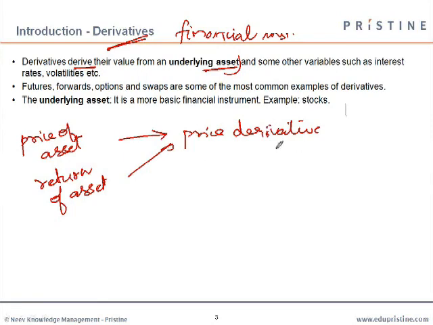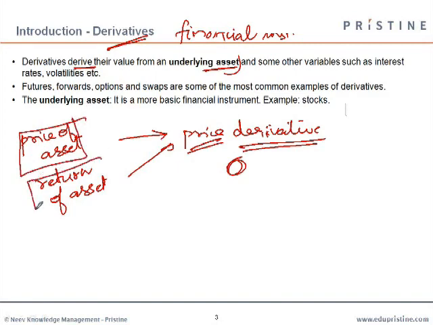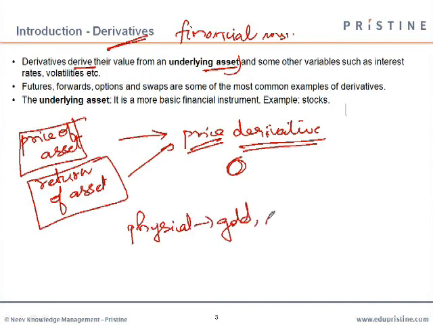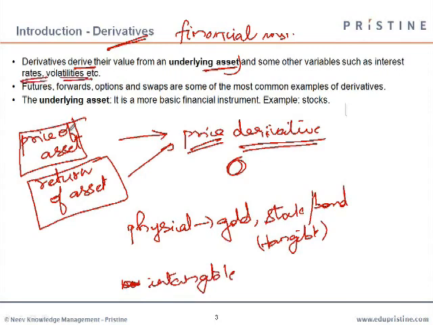Okay. Bottom line is, a derivative is another financial instrument. Just like you have stocks and bonds, a derivative is yet another financial security, which derives its price from either the price of some other asset or the return of some other asset. Now, your asset can be a physical asset like gold, copper, etc., or even a stock or a bond. Physical asset means it has physical existence, it is tangible. Or your asset can be non-tangible, intangible, something like interest rates or volatilities.